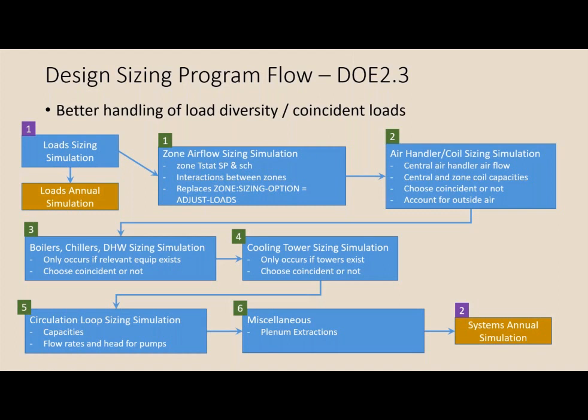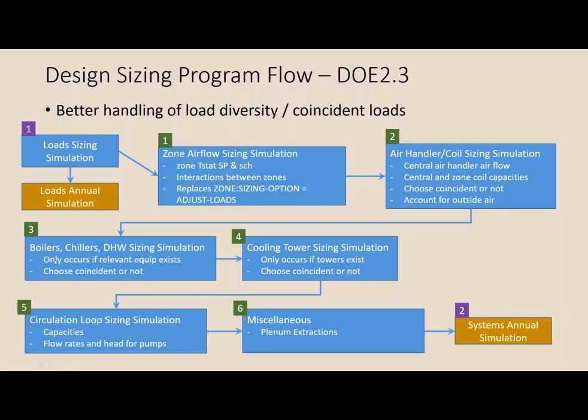In DOE 2.3, secondary simulation, primary and secondary simulation is handled automatically in a single run, but it's not just a primary and secondary, it's 6 stages of simulations for sizing. So the first one is just the zone airflow, the second is air handler airflows and coils.